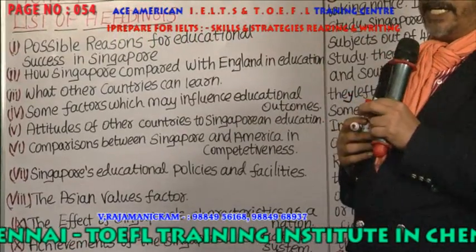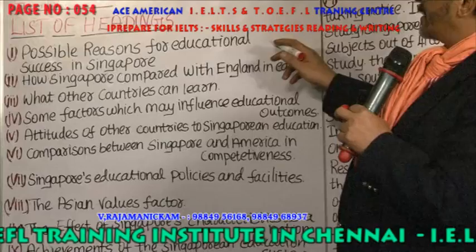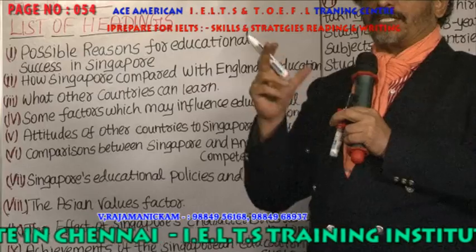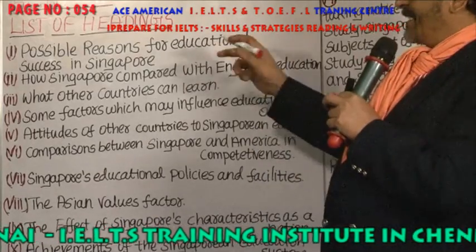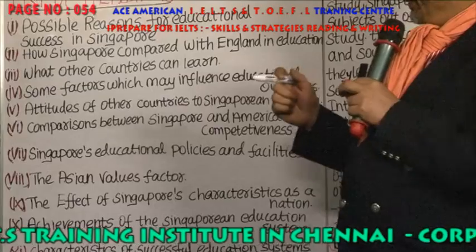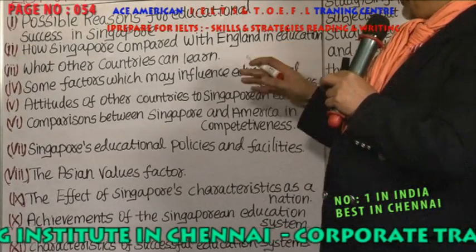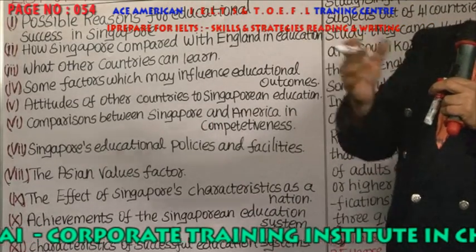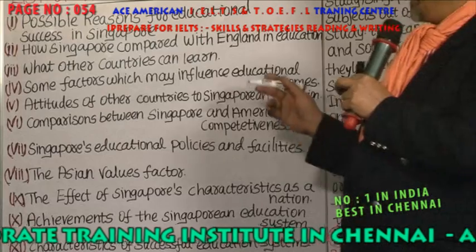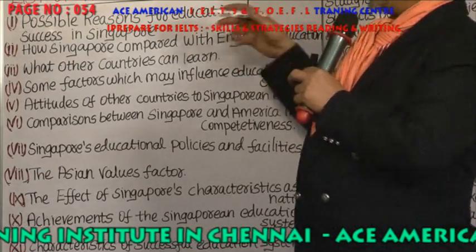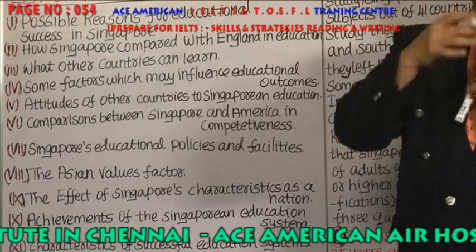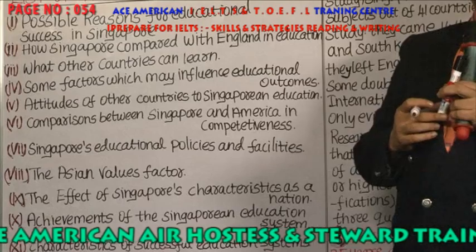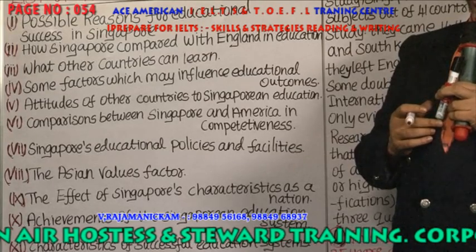What headings can we give? See, the first heading is possible reasons for educational success in Singapore. What are the reasons for educational success in Singapore? Number 2, how Singapore is compared with England in education. So you are comparing the educational systems. And third, what other countries can learn? Not only England, nearly 90 countries are there. What can all those countries learn from the Singapore-oriented educational system?